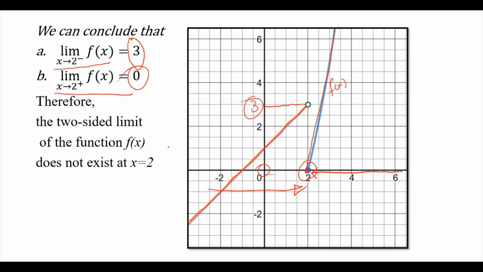Therefore, the two-sided limit of the function does not exist because the limit from below does not agree with the limit from above. They do not approach the same value. And you can see it clearly from the graph of the function.